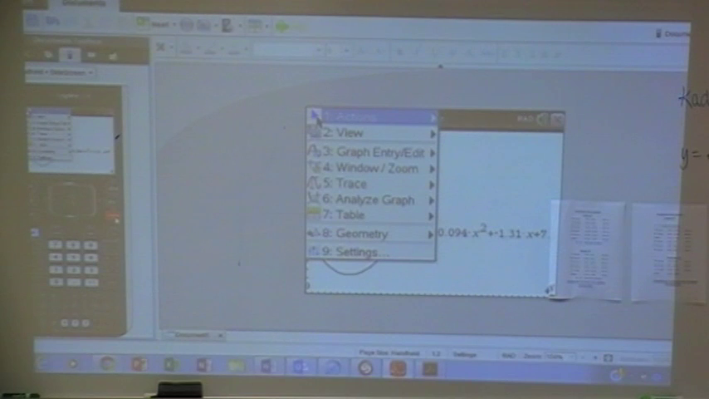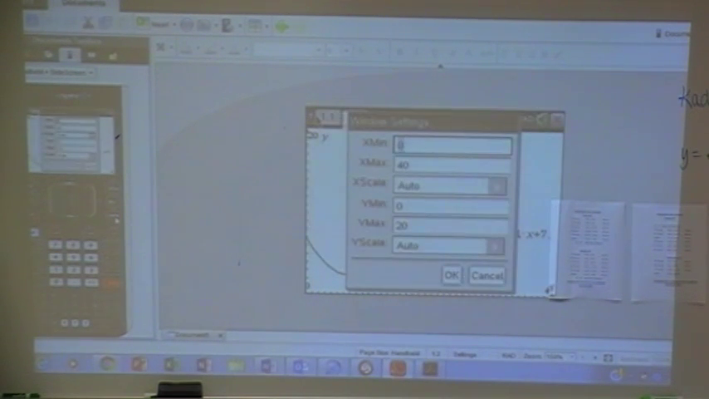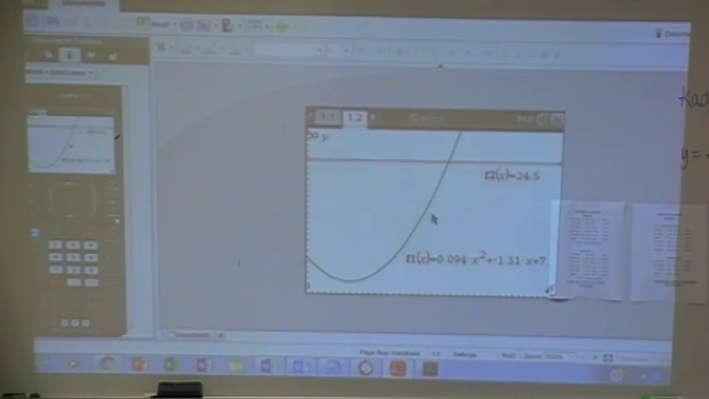So let's see. I'll take my Y max to 30. So that'll be 20. There you go. Okay, so it drew in a horizontal line at $24.50. So this intersection right here will tell me exactly where it equals $24.50.